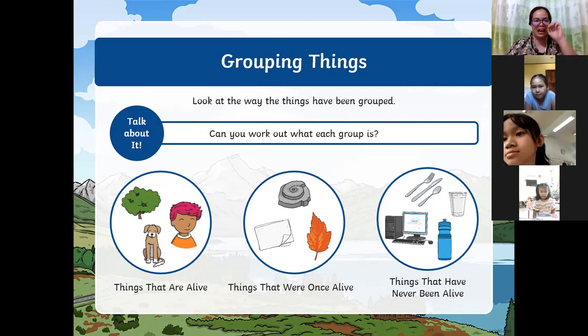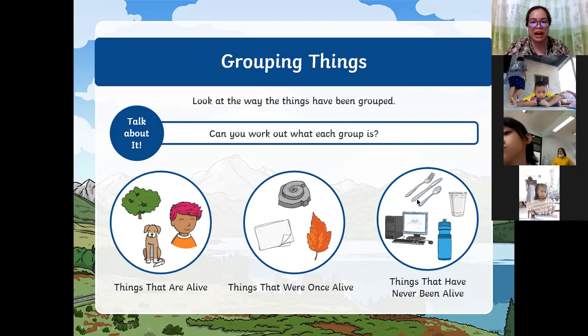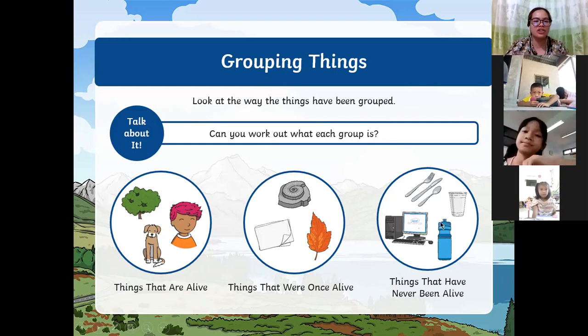But this one, in group number three, not even once, never at once, has there been life. For example, the fork, the spoon, and the knife, did they have life before? They don't, not even once. This spoon, fork, and knife, they don't move. Computer. The computer is made up of materials, which are non-living things. That's why this object has never been alive. Never at once.